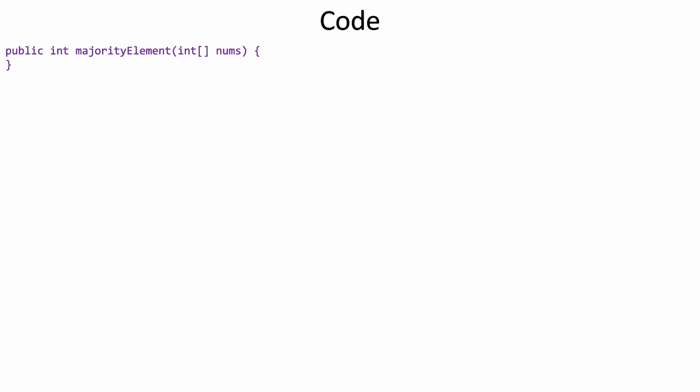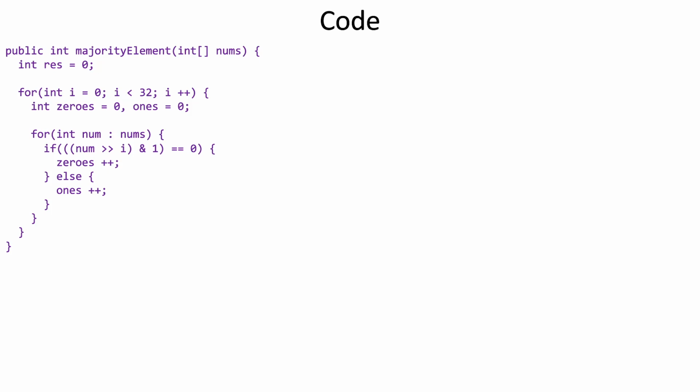Let's look at the code. We have the driver method. Then we set a result variable equal to 0, so every bit in this number is 0. Then we iterate over all 31 bits, and for each bit index, we iterate over the array and increment the zeros if the bit is equal to 0. Otherwise, we increment the 1s.